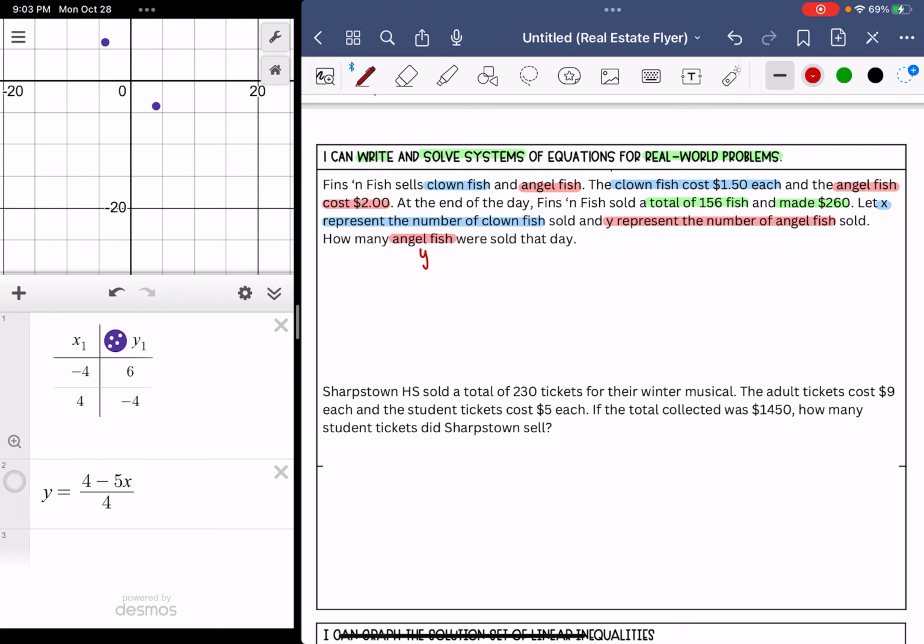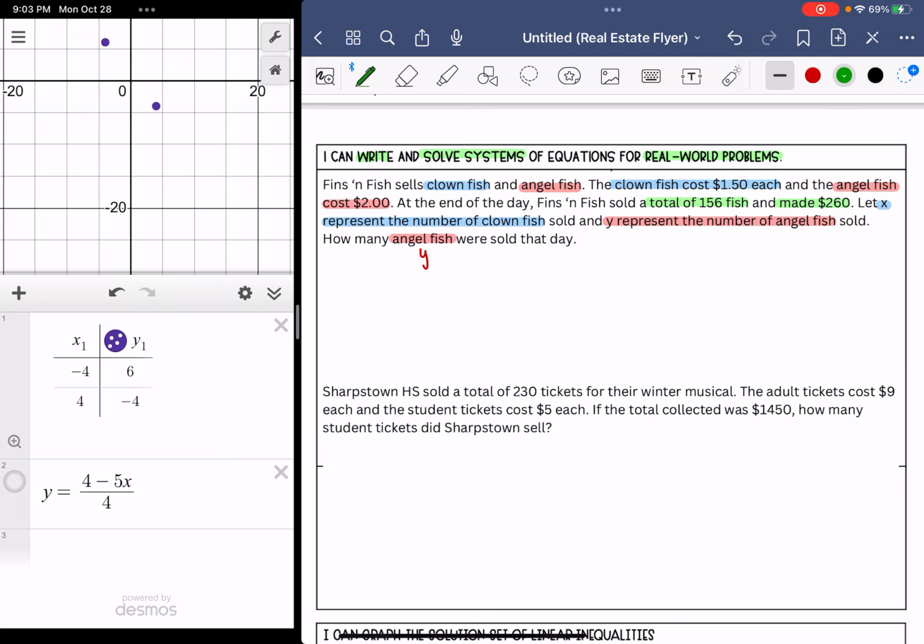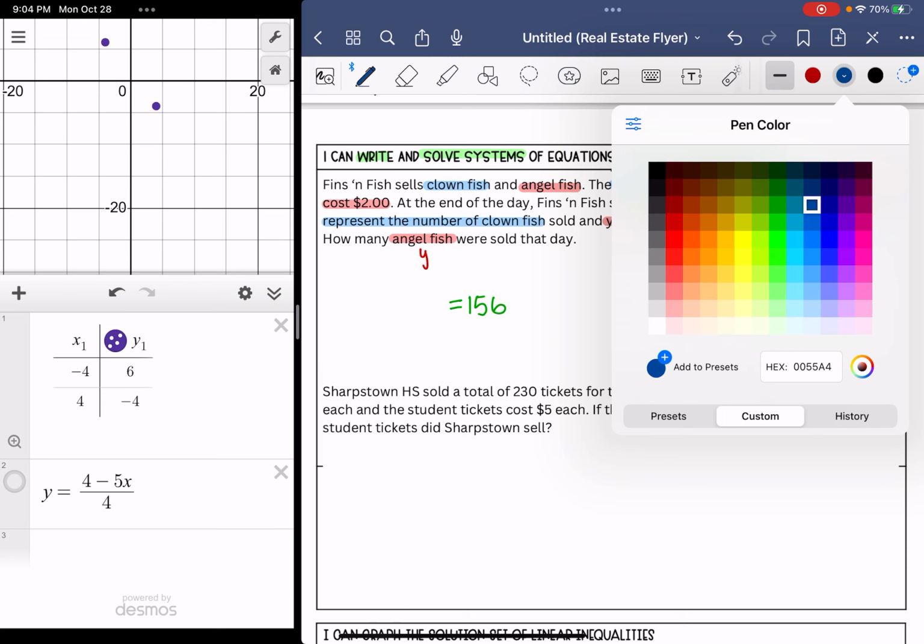So, in this system, or this word problem, we have 2 totals. I have a total of 156 fish and I have a total dollar amount of $260. From there, I can go ahead and work on writing my equation.